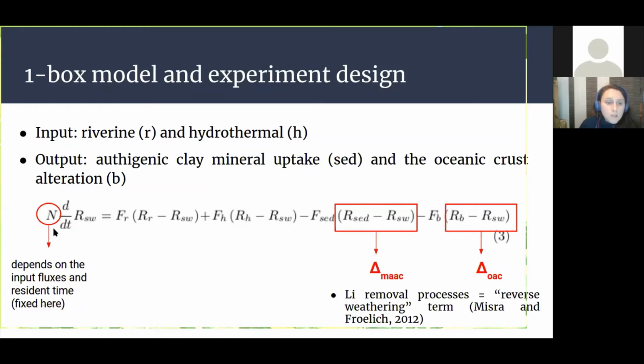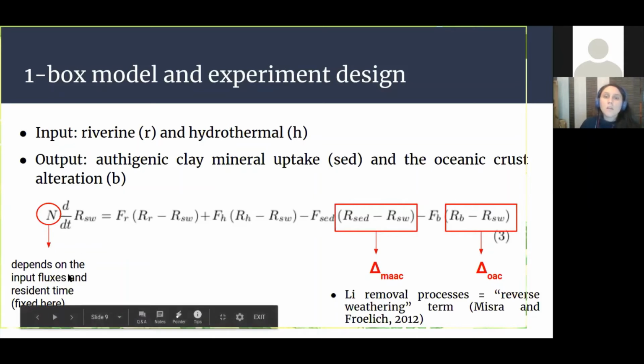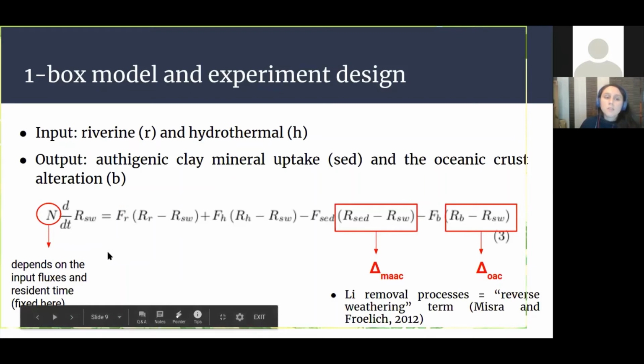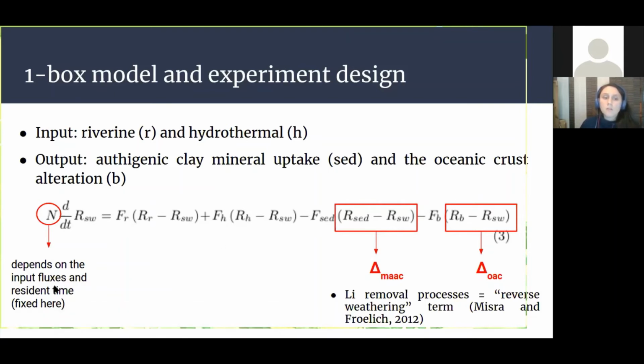And one important thing to say is that you can see we just took the reservoir out, so it will not change with time. We know that this is not 100% correct, but we absolutely don't know how the reservoir changed with time. And we deal with this in another way that I will show you in the next slide. But the reservoir size would change mainly with the riverine flux and the hydrothermal flux. So we just use another way to consider that change.